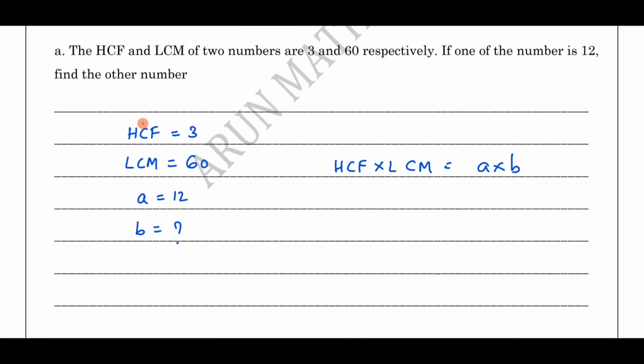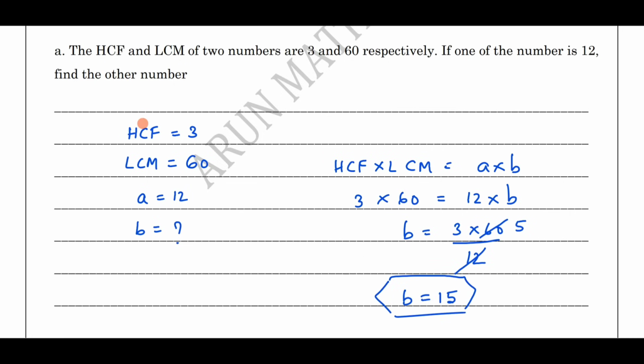HCF is 3, LCM is 60, and the first number is 12, so we can find the second number. Therefore, divide both sides by 12. What will we get? B equals 3 into 60 by 12. 12 ones are 12, 12 fives are 60. So the other number is 15.